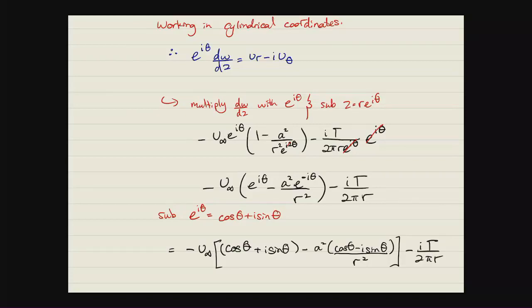Okay, so what I'm doing here is basically just expanding all the terms again. I'm substituting Euler's formula. I want to expand the terms because I want to separate my real and imaginary terms, so that I can find what u_r is and what u_theta is.